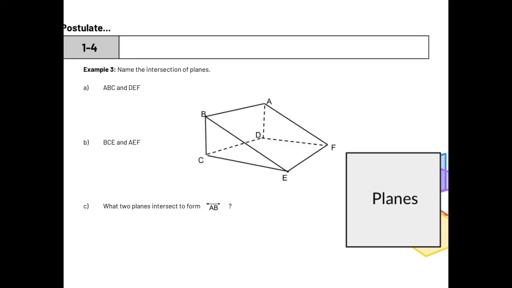We have a fourth and final postulate in this lesson relating points, lines, and planes. That postulate states that if two distinct planes intersect, then their intersection is a line. Let's take a look at example 3. Name the intersections of the planes. So we have planes ABC and DEF.